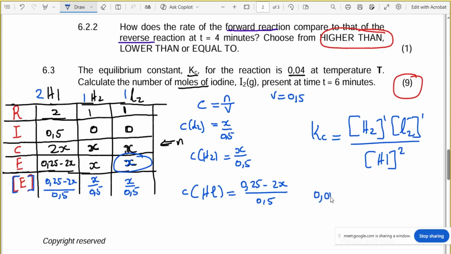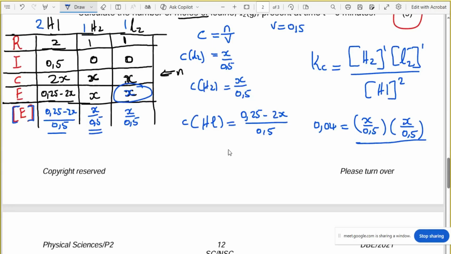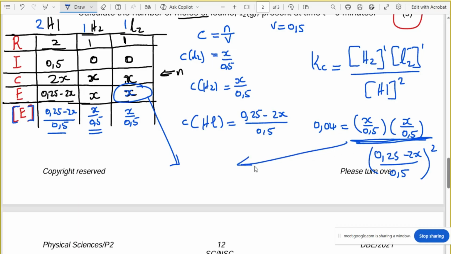Kc is given as 0.04. For H2, look at what we have: it's x over 0.5. We need to take that, multiply with x over 0.5, and then everything is divided by what? Everything is divided by 0.5 minus 2x over 0.5, and everything here is squared. So now remember, to find the number of moles, we just have to solve for x on that expression.